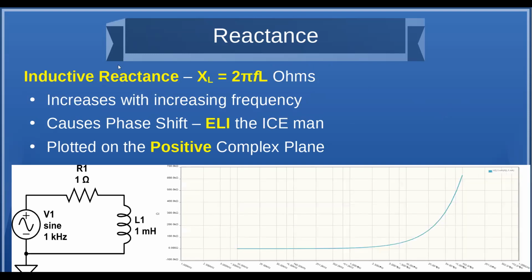So inductive reactance is going to be omega L, or 2 pi f L. So you see that it's directly proportional. The larger L or the larger f is, the larger the reactance is going to be. So it increases with frequency, whereas capacitive reactance decreases with frequency. And in Eli the Iceman, the voltage in the inductor leads the current.